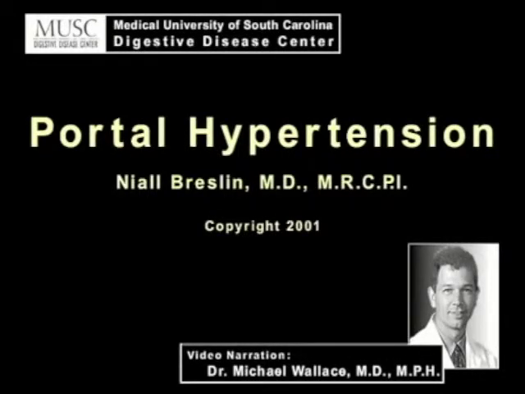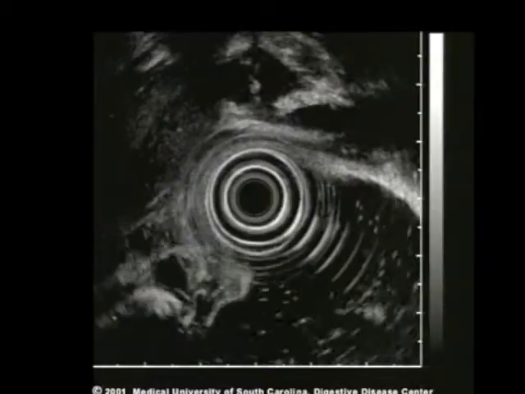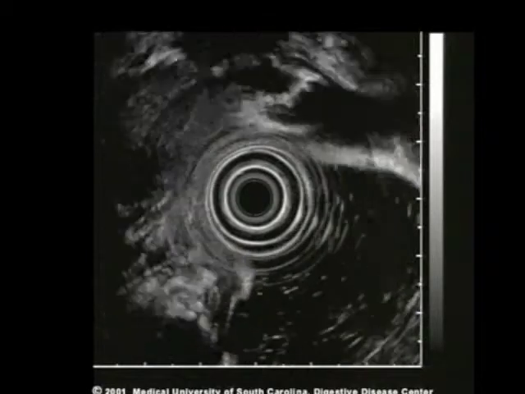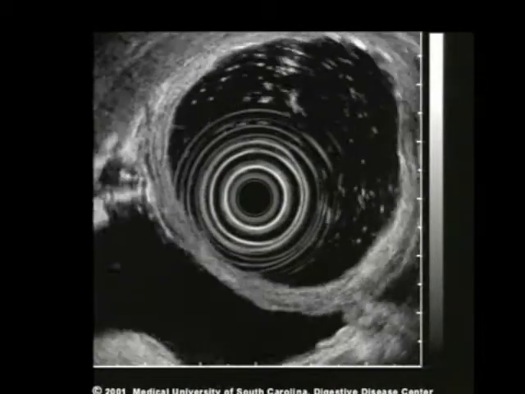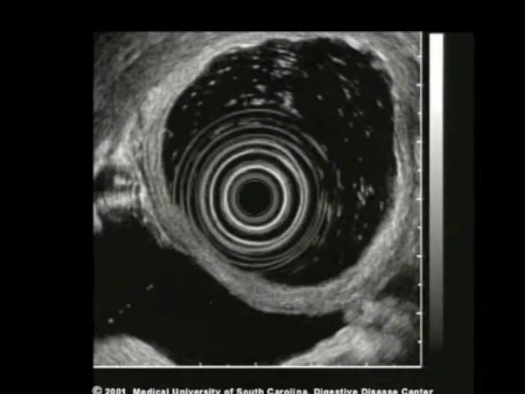This video will demonstrate multiple features of portal hypertension as seen with an EUS endoscope. The first example is Ascites. The transducer is located within the stomach, and a large pocket of fluid can be seen outside the gastric wall.